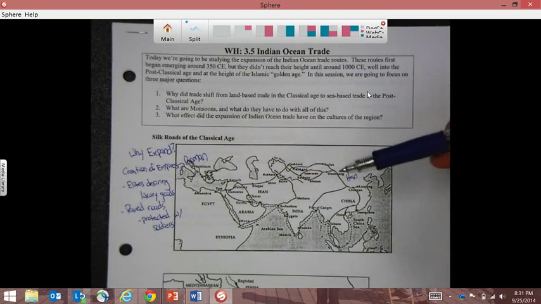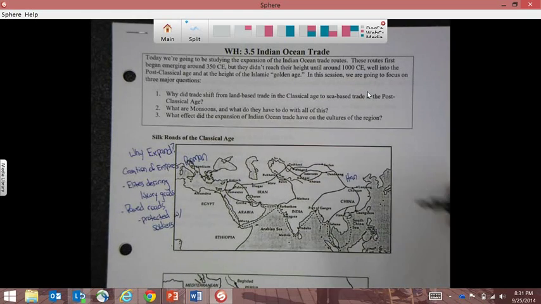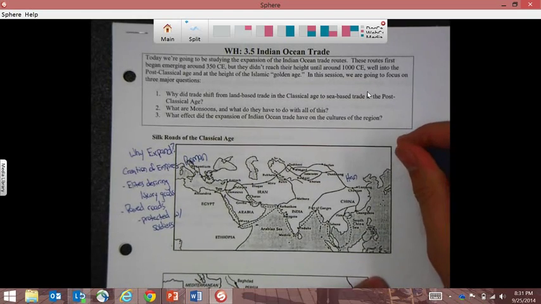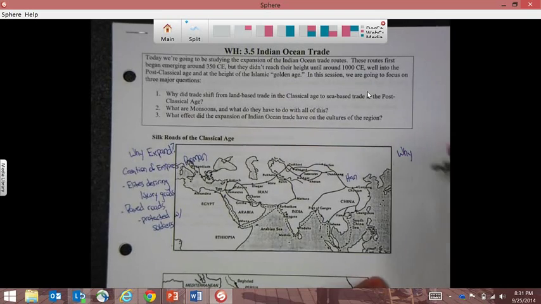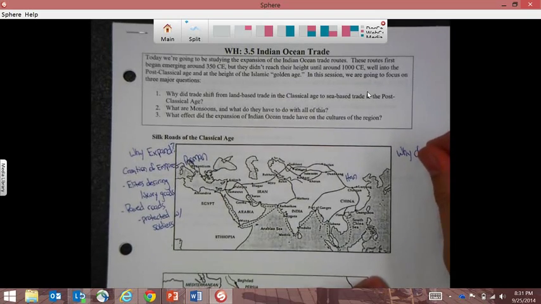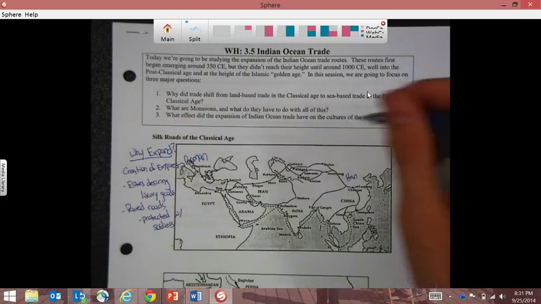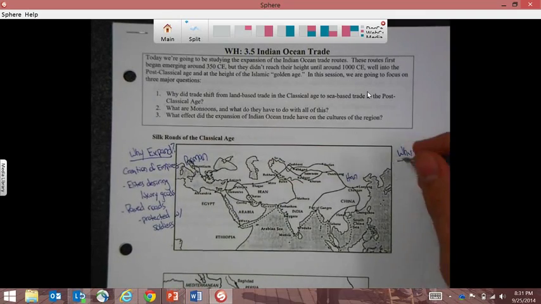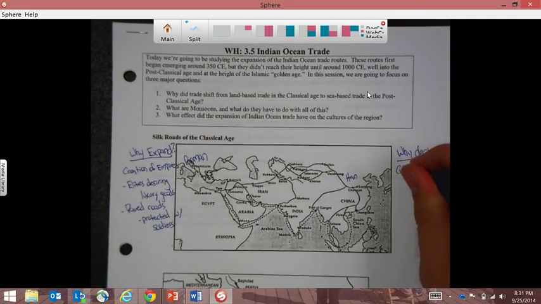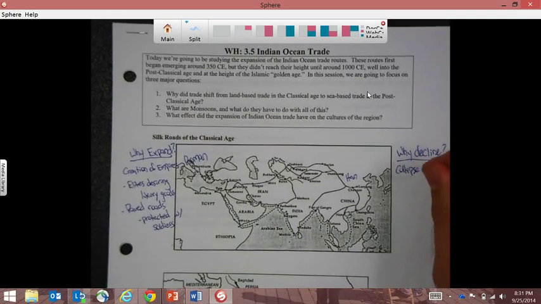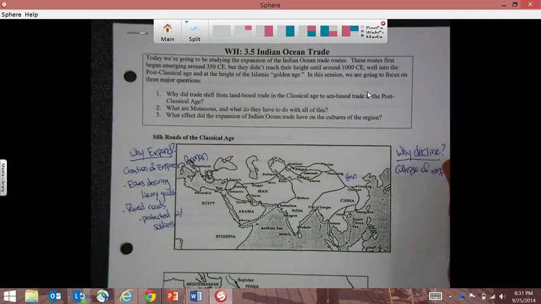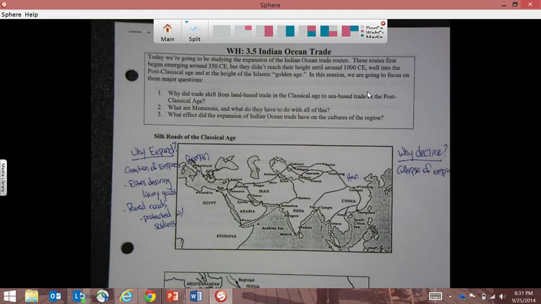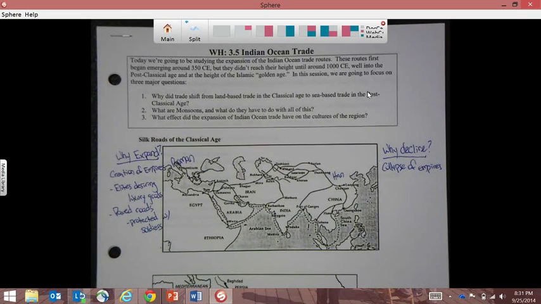So on the flip side of all this, why did the Silk Roads decline in importance? And not surprisingly, they declined for the opposite reason that they expanded. Collapse of the empires. The collapse of the empires.